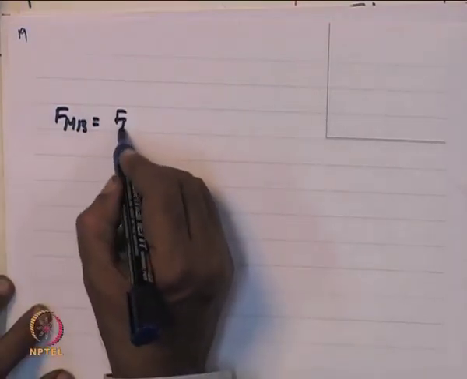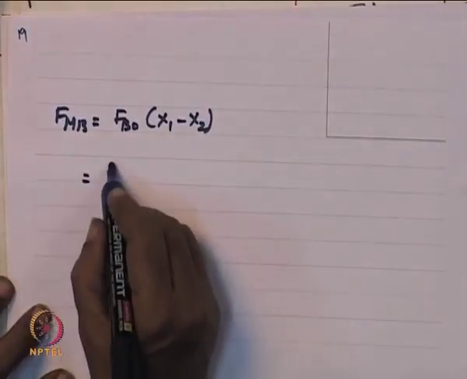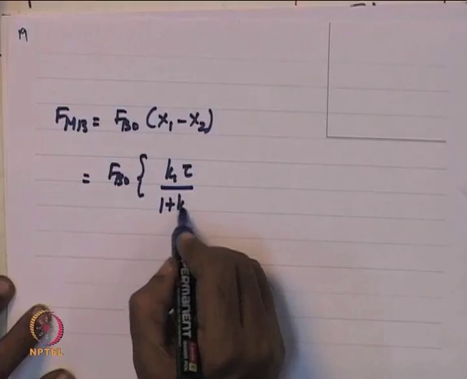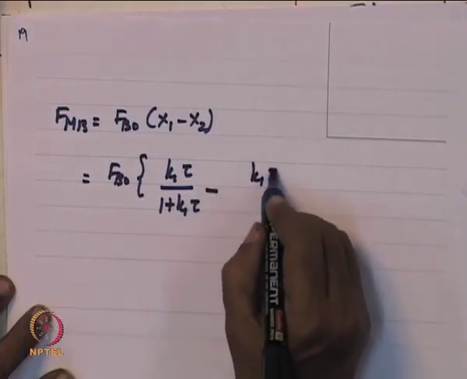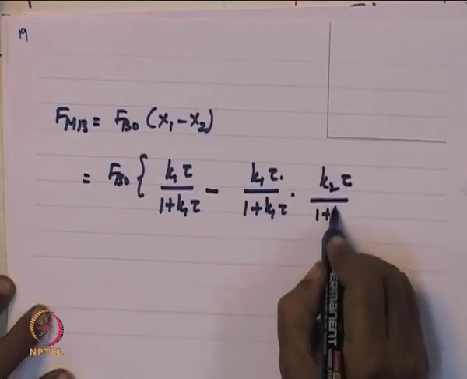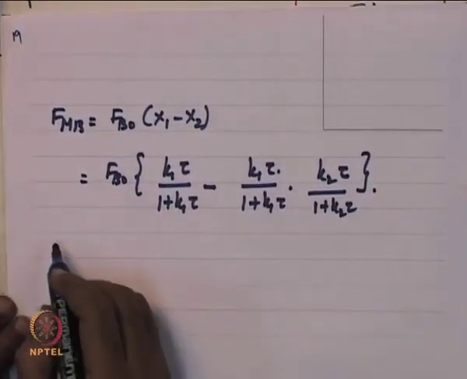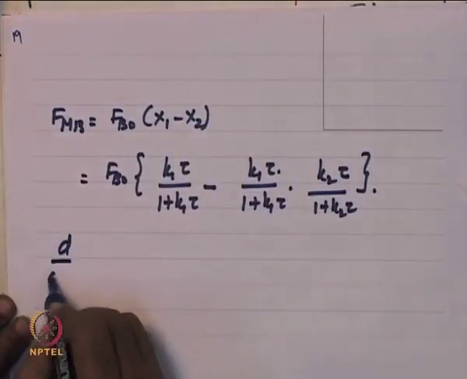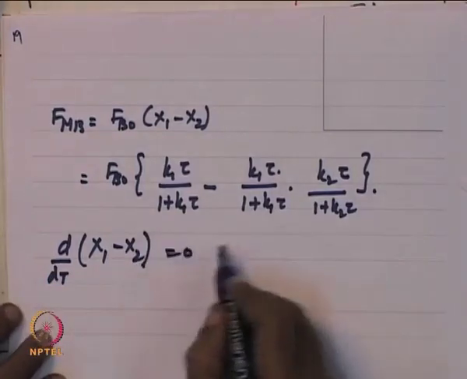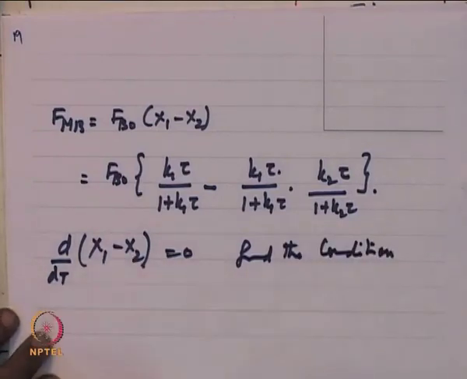So, monochlorobenzene: FMB equal to FB0 times (X1 minus X2), or that is equal to FB0 multiplied by K1 tau divided by 1 plus K1 tau, minus K1 tau divided by 1 plus K1 tau times K2 tau divided by 1 plus K2 tau. Now we have to differentiate this. We want to maximize this, which means we need d by dt of (X1 minus X2), and we set this equal to 0 and find the condition under which this difference goes to a maximum.